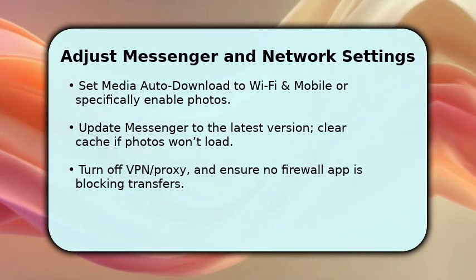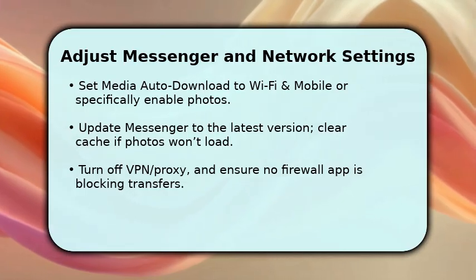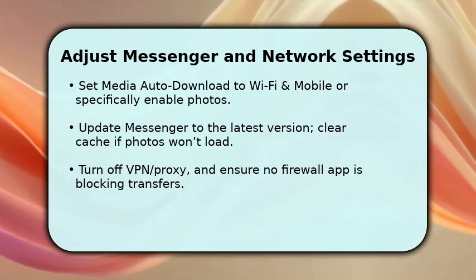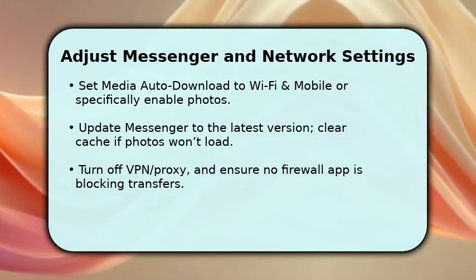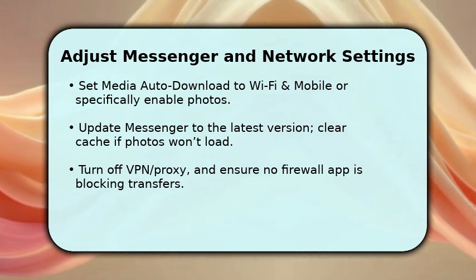Make sure the app is updated, then clear its cache if previously failed downloads are stuck. If you use a VPN, proxy, or firewall app, disable it briefly because those can block media. Once these settings are set, retry loading a photo. Messenger should begin streaming or downloading the image.